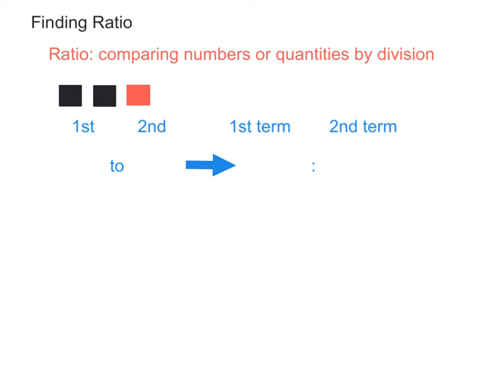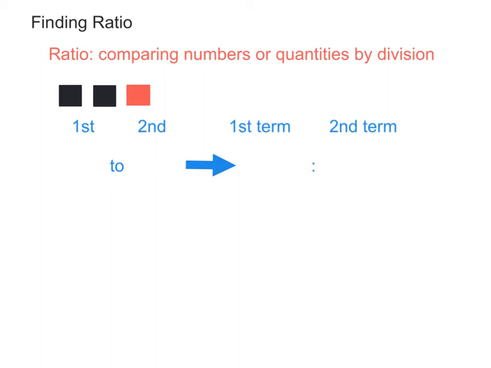Today we are going to find ratio. Ratio is when you're comparing numbers or quantities by division. But we're going to write ratio today with a colon or the word "to." For example, we have 2 black boxes and 1 red box.